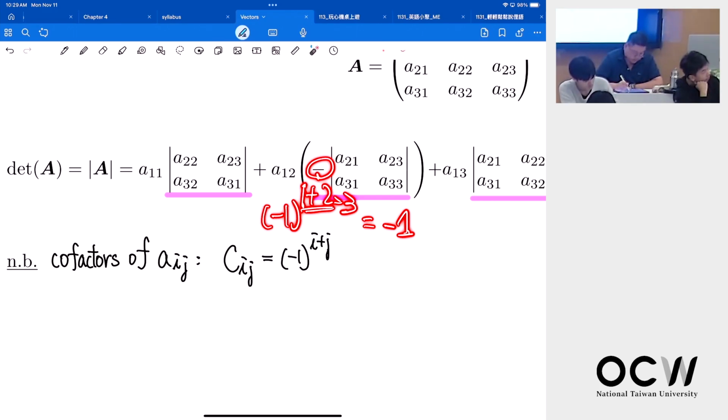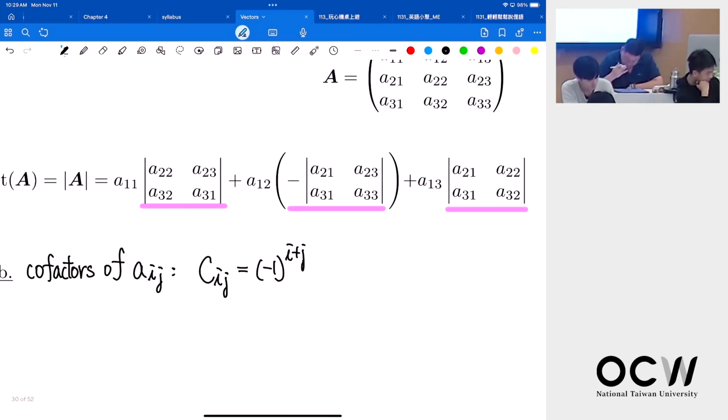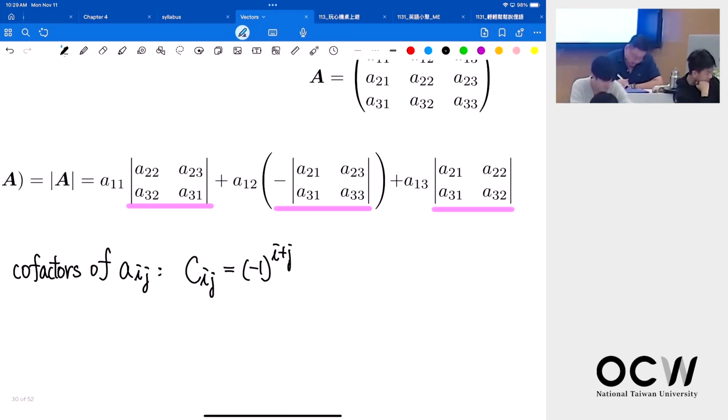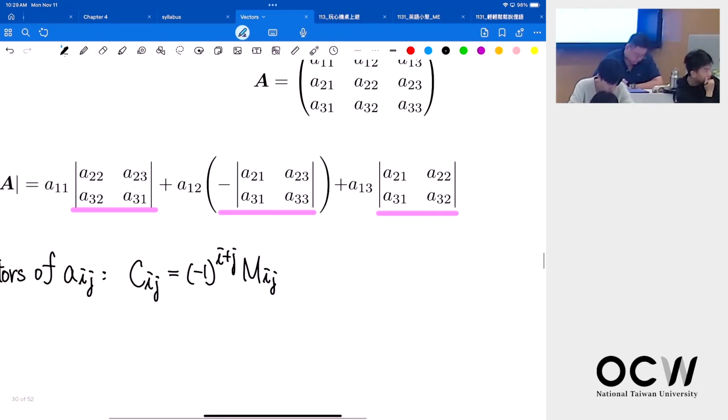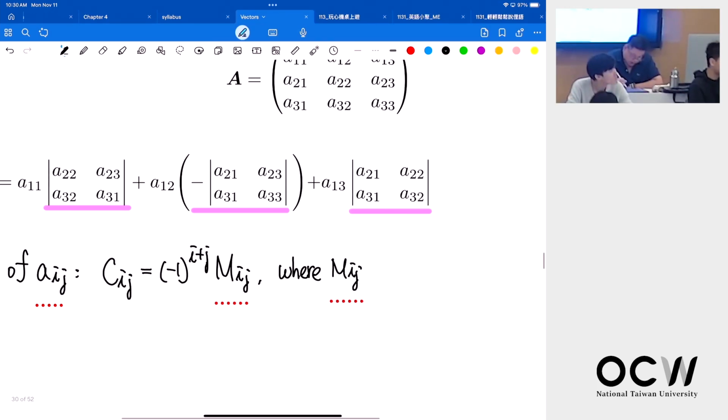Okay. And then to determine the minus 1 and 1 later on, we need this Mij. We call this Mij, a minor determinant.